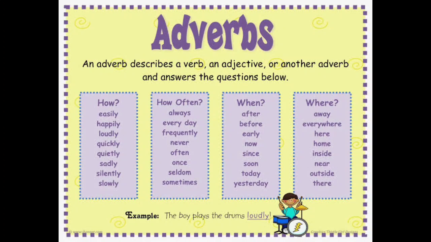So look at the example here: the boy plays the drum loudly. So tell me, children, loudly, what type of adverb is this? Very good. It is an adverb of manner. How does the boy play the drum? For this question, the answer is loudly. So loudly is an adverb of manner, children.